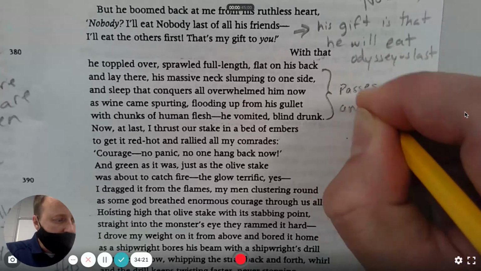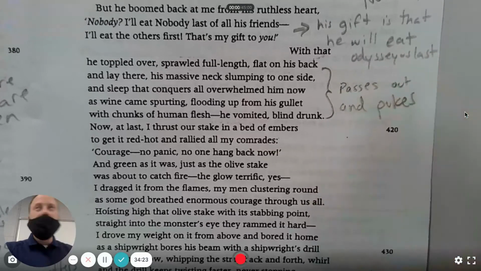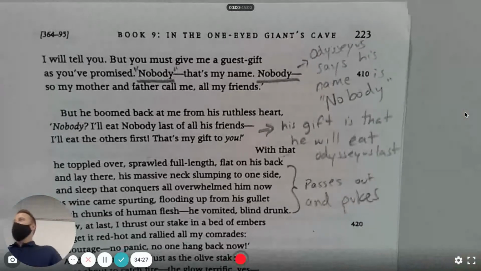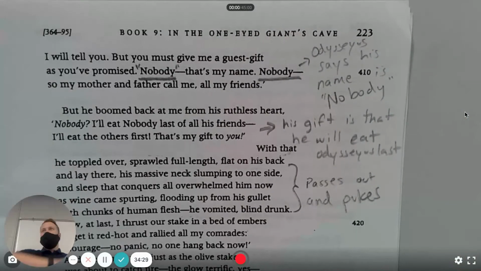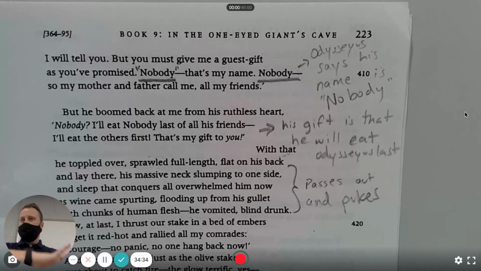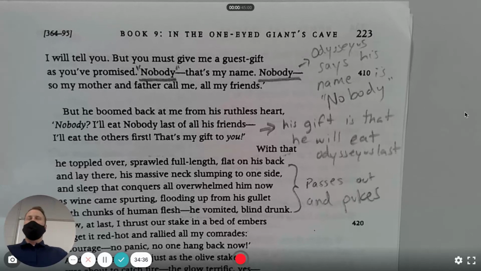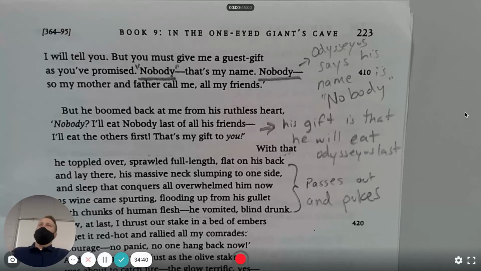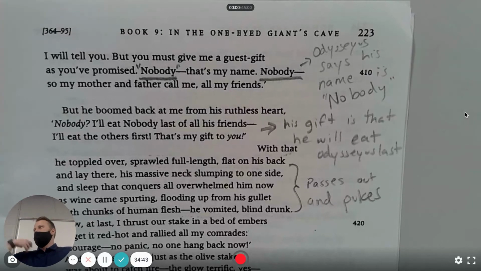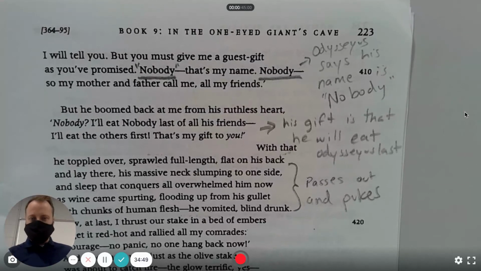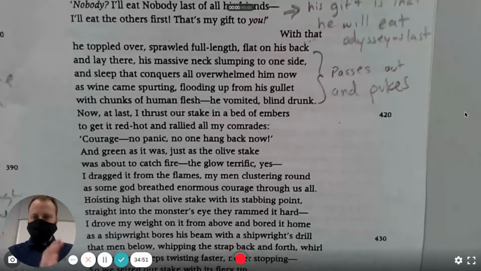And pukes. So you can imagine the setting of this cave at this point. They are all standing around a bunch of sheep, this giant Cyclops, feces everywhere, the poop from the goats and the sheep, and then this giant Cyclops throws up human flesh and wine and blood and guts. So this is a horrible moment. You can just imagine the setting is just atrocious and nasty. But it's not over yet.